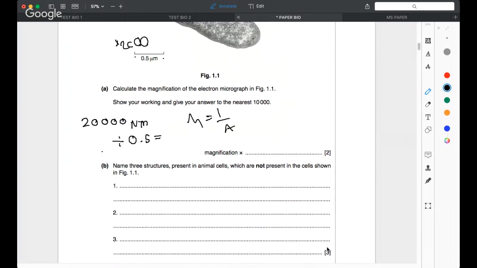Okay, so the endoplasmic reticulum, the Golgi apparatus and nucleus. Okay, good. So what we're doing here is comparing bacteria to animal cells and just listing organelles that are in animal cells and not bacteria.